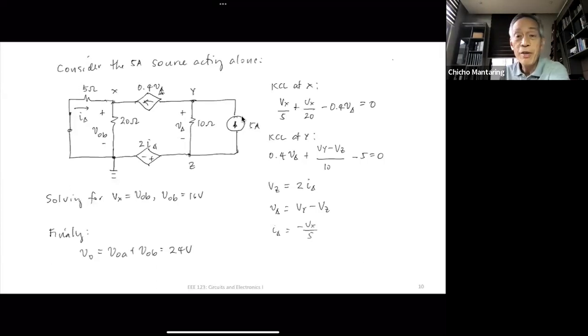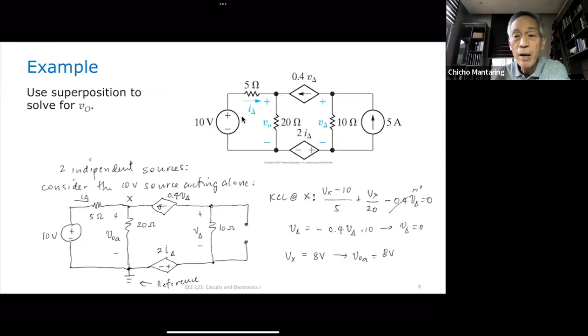Okay, I'm going to leave superposition. Again, the key takeaway from this example is you can only apply superposition to independent sources. You can only apply superposition to independent sources. So I hope if there's an exam and there are dependent and independent sources, you don't make the mistake of applying superposition even to the dependent sources.